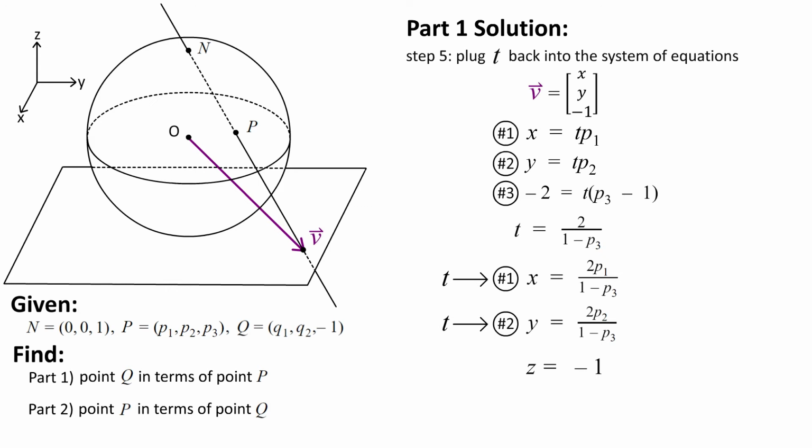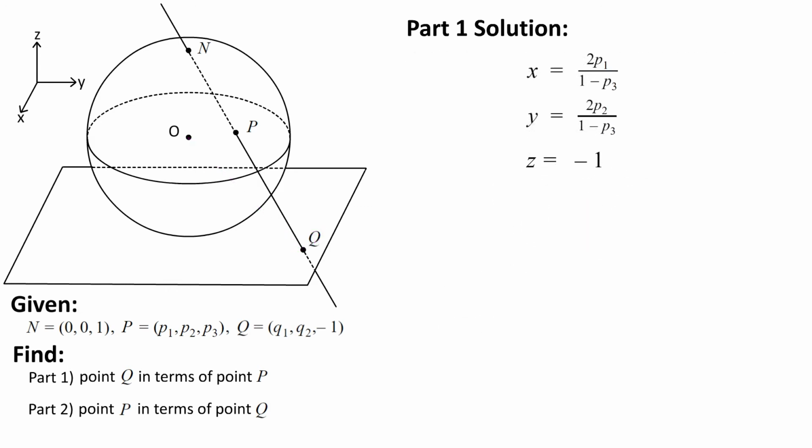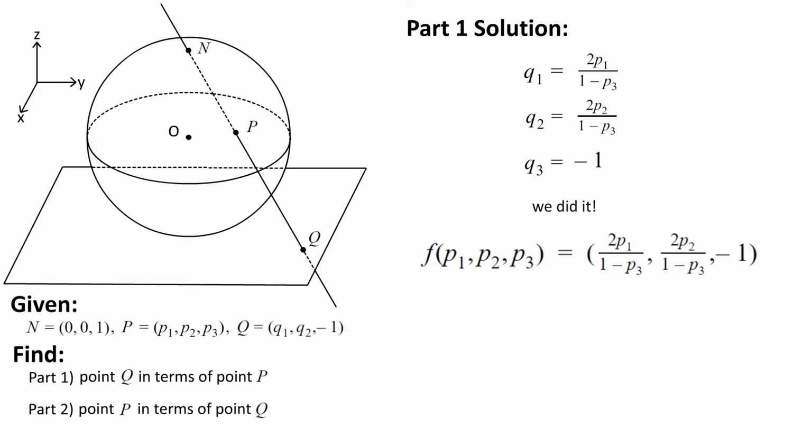Since we know that vector v's head lands on point Q, these x, y, and z coordinates are really just q1, q2, and q3 in disguise. So we did it. We've now solved for the unknown Cartesian coordinates of Q in terms of P. Therefore, we can finally write out our function f of P equals Q.